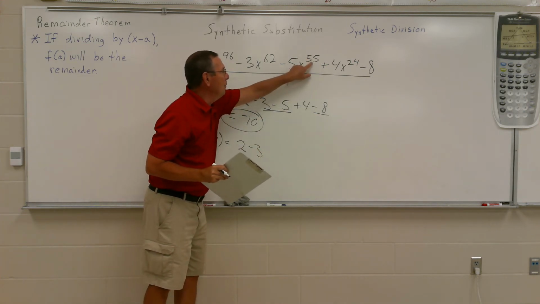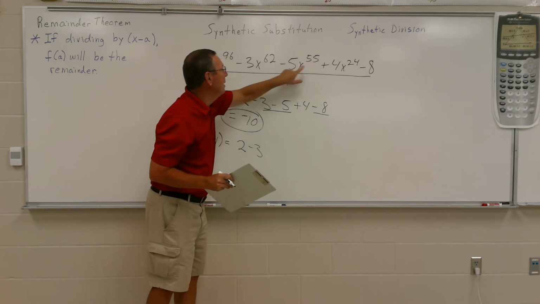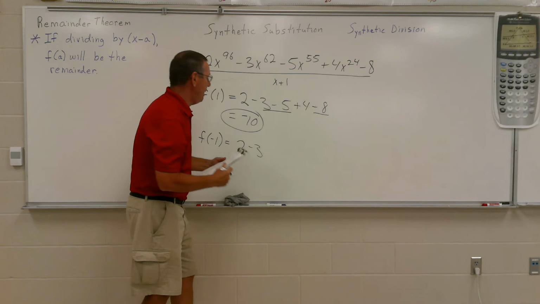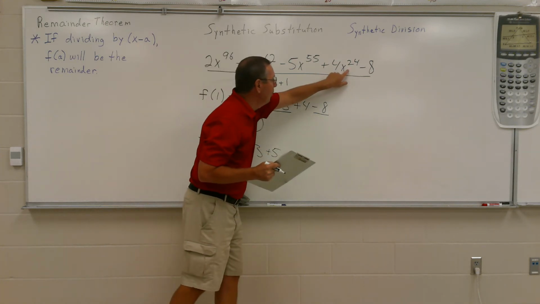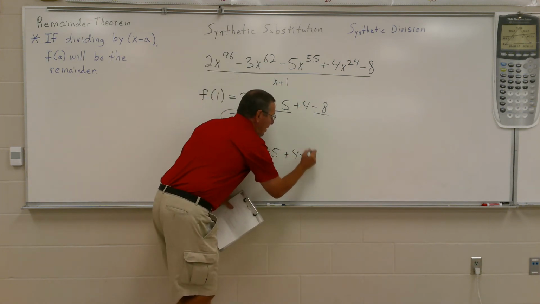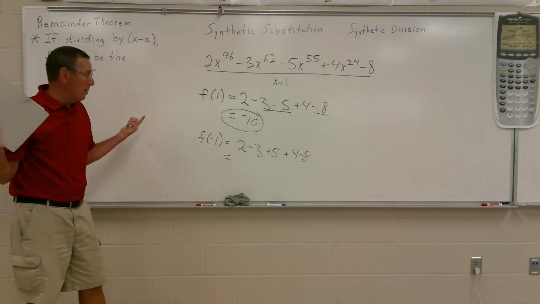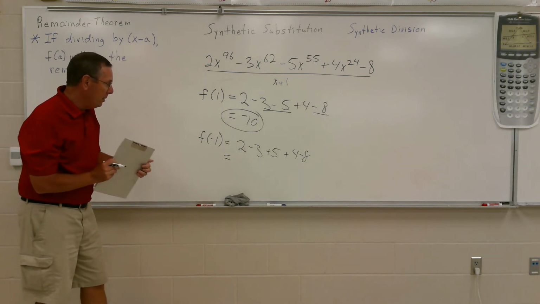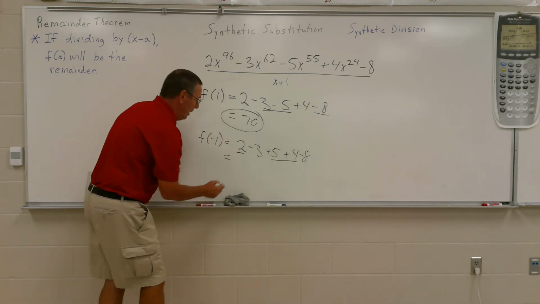A negative 1 to the 55th power will be a negative 1 because there would be 55 negatives. There's another negative, so I'll make that a positive 5. And if I put a negative 1 there, that would be a positive 4. And then copy your minus 8 down, and this should give me my remainder. And that's all it is. That's our remainder, 0.